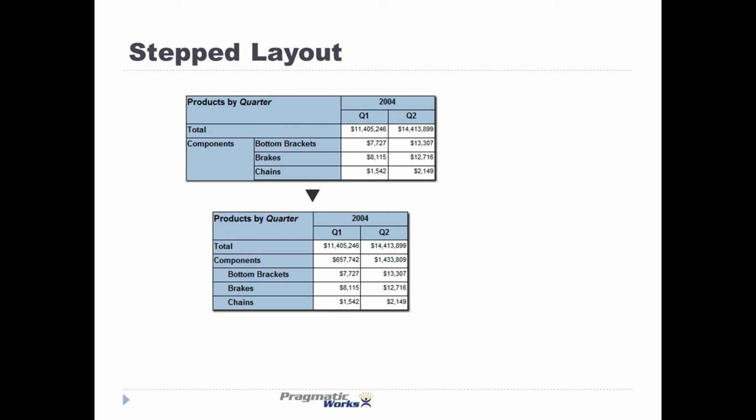Stepped layout. What you're seeing depicted here are the two basic types of layouts that we have for this. The top one is our regular blocked layout. And as you can see, we have our product and our subcategory, product being component, subcategory being that nested group of bottom brackets, brakes, and chains.